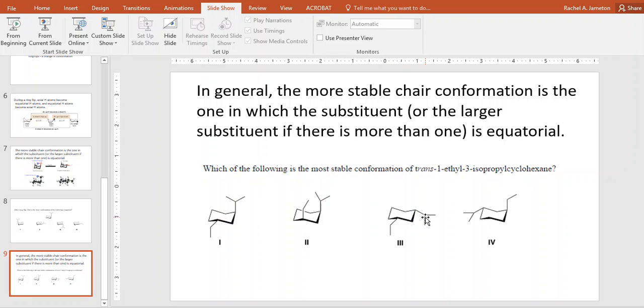So looking at the two choices that are trans, 1 and 4 are both trans. And in number 4, the larger substituent, the isopropyl group, is equatorial. And so this one would be more stable.